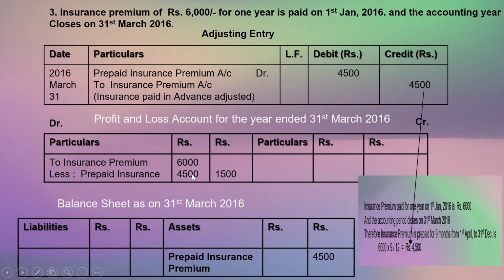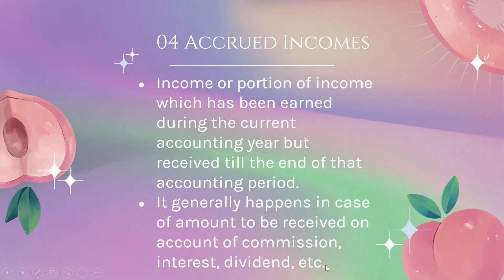Only the prepaid which belongs to the next year should be shown on the asset side. And next is the fourth one, accrued income. This is income or a portion of income that has been earned during the current accounting period, but till the end of that accounting period we have not received it. Generally it happens in commission, interest, dividend, etc.